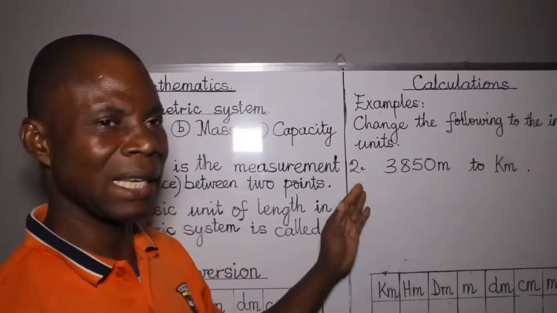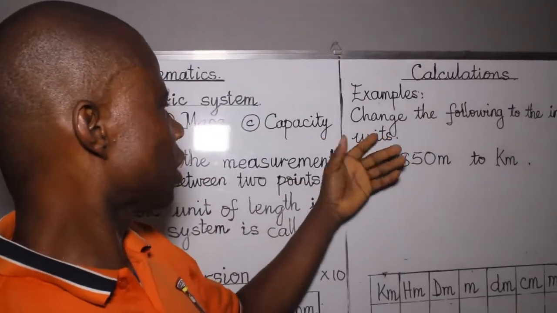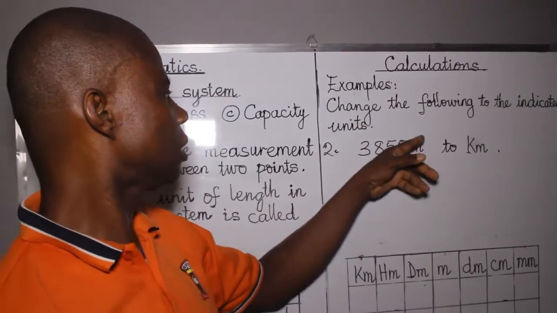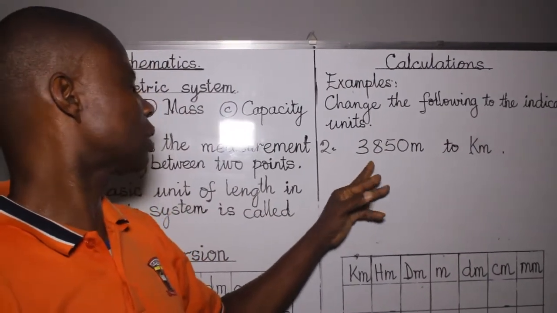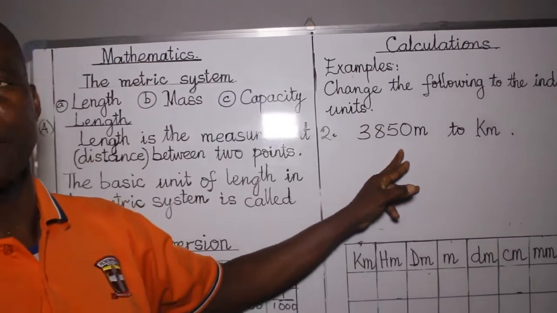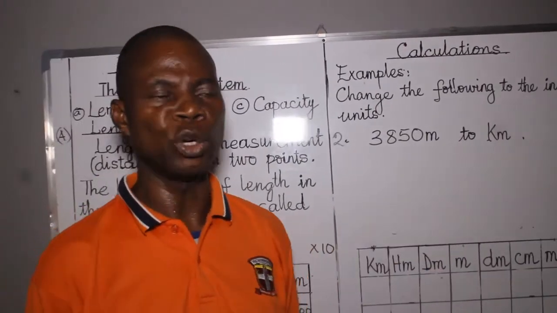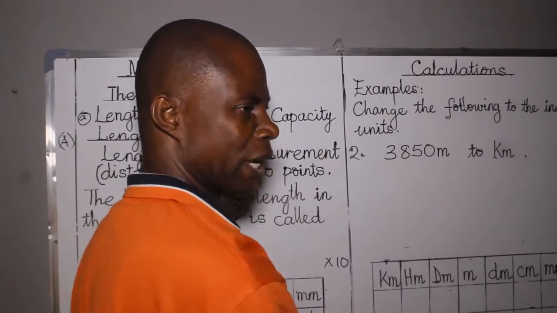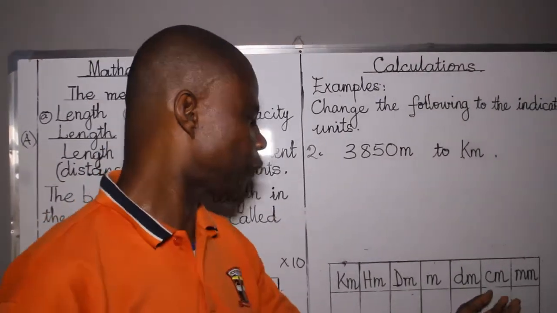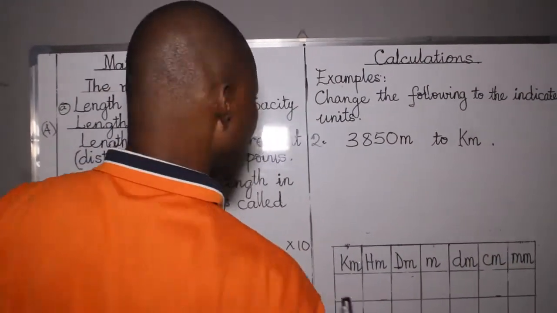Here we're going to look at the second example. The instruction says change the following to the indicated unit. And the second one, the question is 3,850 meters to be changed to kilometer. In other words, this is of lower units to a higher units. So we're going to move from our right to our left.